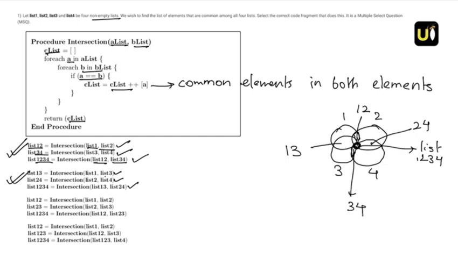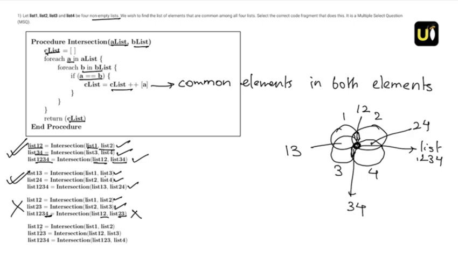List 1, 2 is the intersection between 1 and 2. 2, 3 is between 2 and 3. 1, 2, 3, 4 is between 1, 2 and 2, 3. So here the fourth list is not included in the options. So this is wrong. So this option overall becomes wrong.